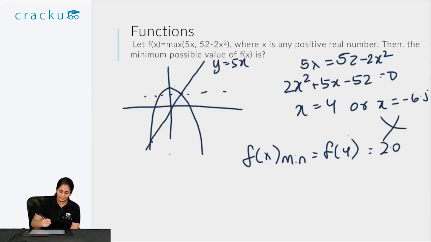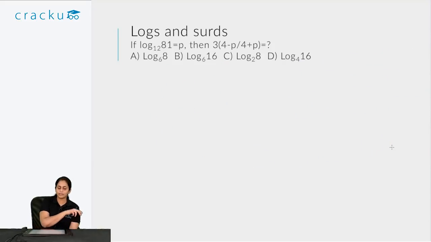So the minimum value of this particular function is 20. As you could see, this required you to have some idea of how to graph it. Even if you don't know how to graph things, just remember that when you have to find the minimum value of two sets of terms like this, you have to equate those terms, then calculate the value of x, and plug that value in the function to get the minimum value of the function. That is the basic concept that you have to follow in such questions. Now let's go on to the next question.